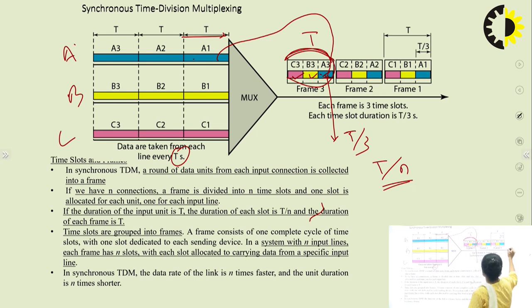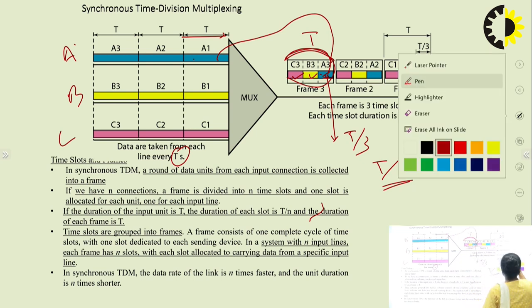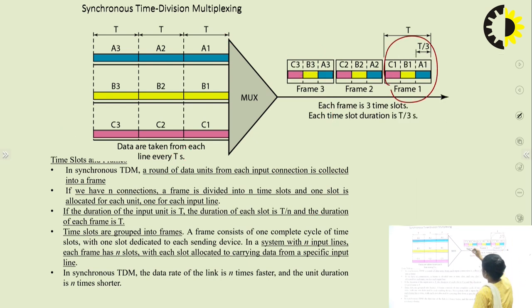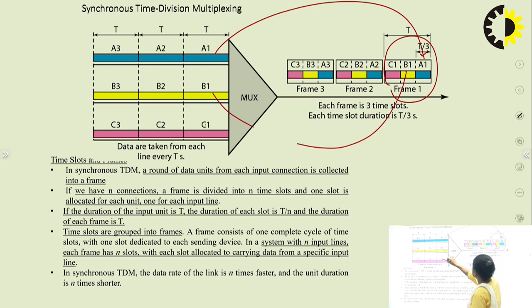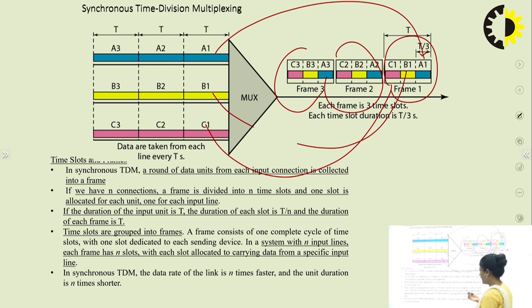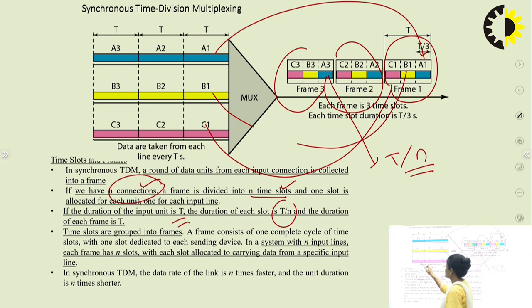And this is, let us say, if you're looking at it, this is the first frame here, A1, B1, C1, the second frame, the third frame, and so on. So if we have N connections, a frame will be divided into N time slots, and each time slot will be allocated for each unit. As I told you, if the duration of the input unit is T, then the duration of a slot will be T by N. What is N? If we have N number of connections. Here, basically, we have 3 connections.